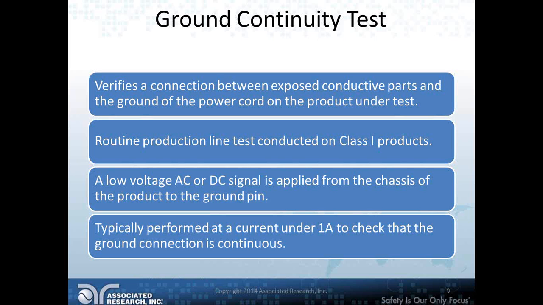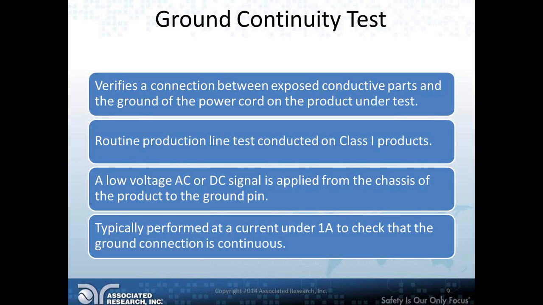So basically, class 1 products have a ground pin or a ground conductor or ground circuit associated with them, whereas class 2 products do not have a ground pin or a ground circuit. Instead, they have a dual layer of insulation. So the ground continuity test applies only to class 1 products, testing the ground circuit of those products. It's a routine production line test, which is conducted on class 1 products.